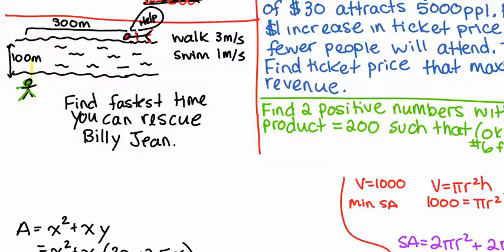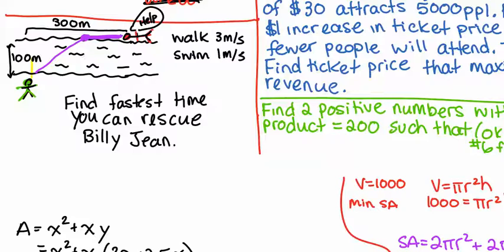Let's swim first. Okay, so let's say we think Billy's going to go like this, get out at some point, and then run to his girlfriend. Okay, so we can represent this distance by calling it, okay, no, wait.